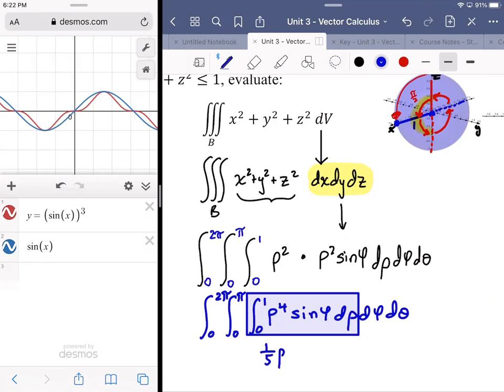So 1/5 rho to the 5th sine phi over the interval of 0 to 1.